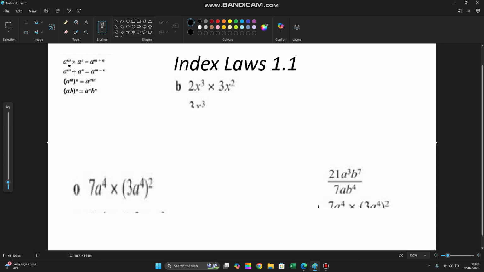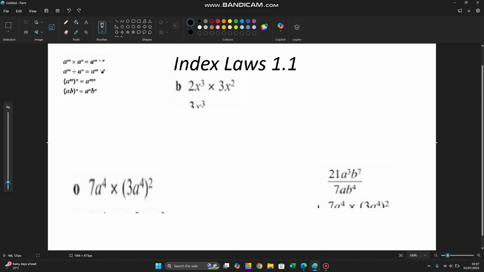So we have the first one, a to the m times a to the n equals a to the m plus n. So that essentially means that if you multiply, say 2 to the 3 times 2 to the 2, the answer will be 2 to the 3 plus 2. So if you've got the same base and you times them together, then you add the powers. However, if you divide them, so a to the m divided by a to the n, then you do m minus n.